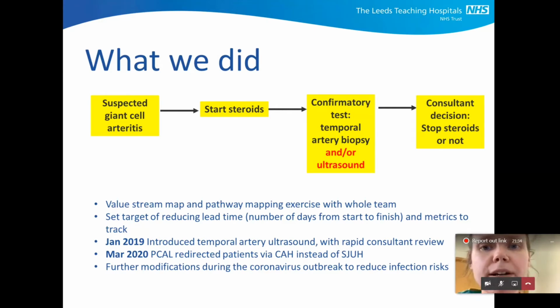At that time, the pathway was running via St James's Hospital, and we were seeing patients up on J97 with suspected giant cell arteritis. So for various reasons, and as the COVID pandemic struck, we decided we would bring them direct to Chapel Allerton Hospital, which is where the ultrasounds are being done at present, so that we didn't need to bring them via St James's via the acute site, particularly during the COVID outbreak. So we teamed up with PCAL to set up a pathway where GPs could refer in. If they have ocular manifestations, they would go to ophthalmology first. If they didn't have ocular manifestations, then they could go straight to Chapel Allerton and see us there without having to go through the acute site.